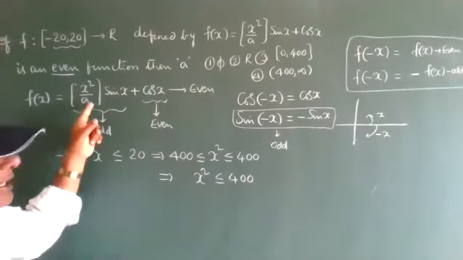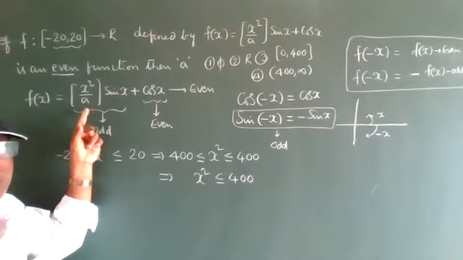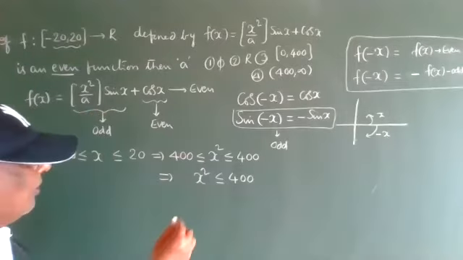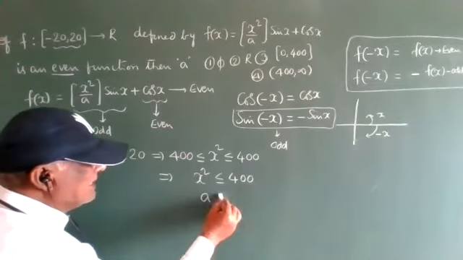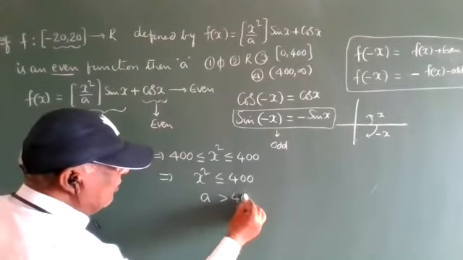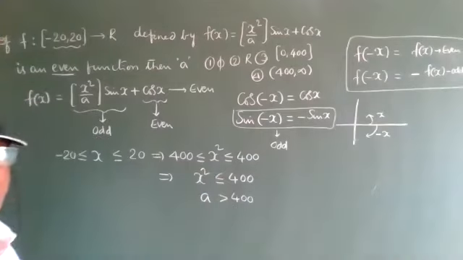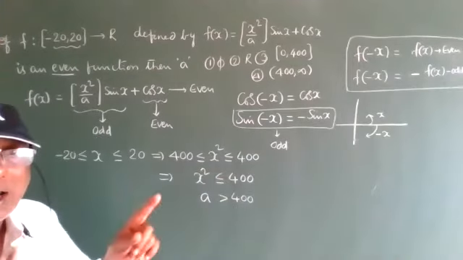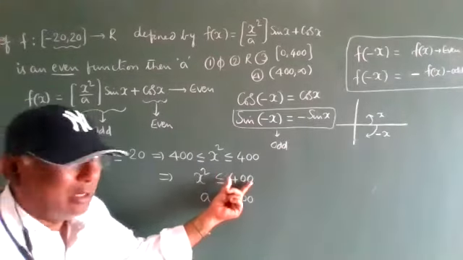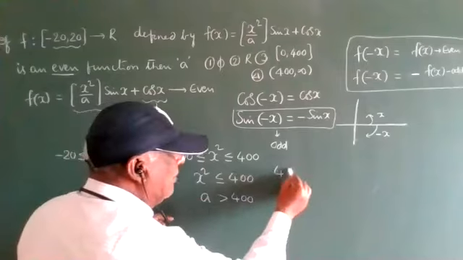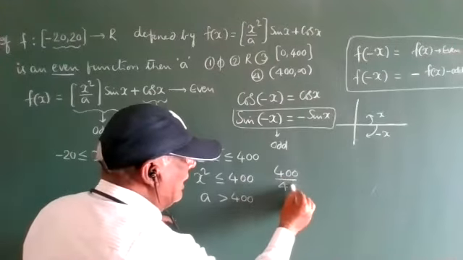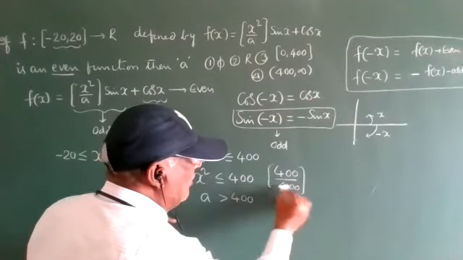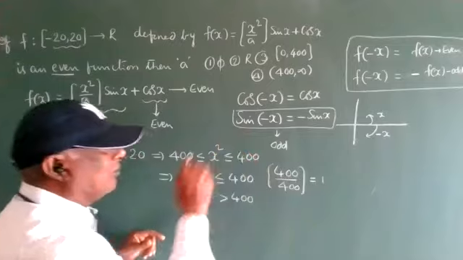Okay, now 0 point something means the step function will make it a 0. Therefore, the value must be greater than 400, not equal to 400. Equal to 400 means 400 by 400 is a 1, and the step function value will become 1 only, not 0.